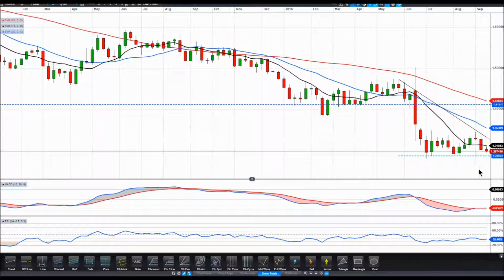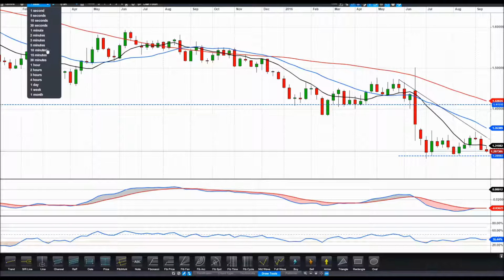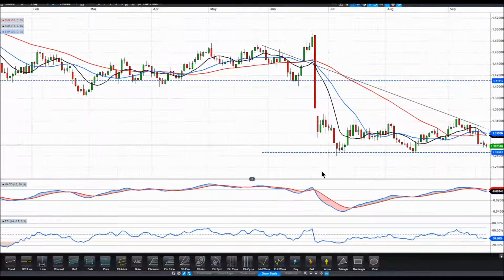Now the question is, what's going to happen here with Great British Pound against the US dollar? Is the market going to break the lows here and continue to the downside? It's always very possible, of course. It is in a downtrend, or are we going to continue to get more sideways consolidation? So I'm just going to come down to the daily chart here just to see a bit more detail of what we can see.